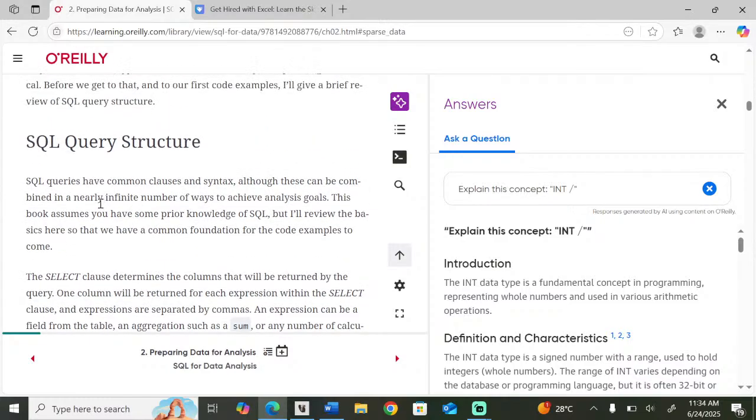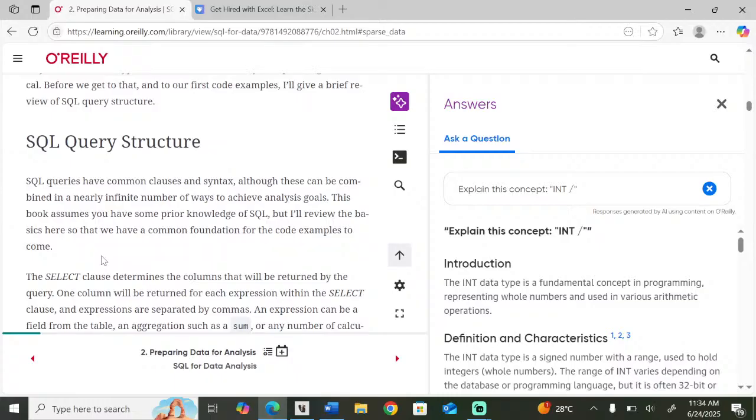SQL query structure. SQL queries have common clauses and syntax, although these can be combined in nearly infinite ways to achieve analysis goals. This book assumes that you have prior knowledge of SQL, but I'll review the basics here.